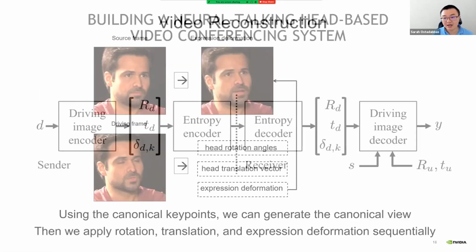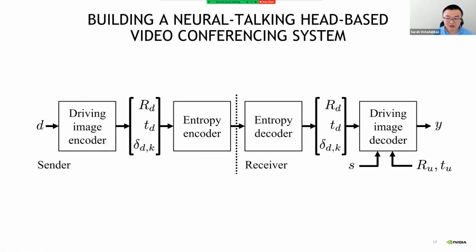All right. So now let me talk a bit more on how we build a video conferencing system using this neural talking head model. So the source image will be like the I-frame in a video codec. We just send it using a standard image compression method. And the key here is how we send the driving image.